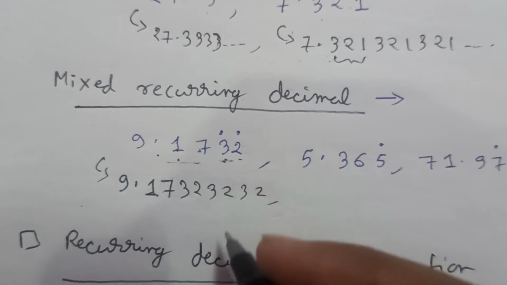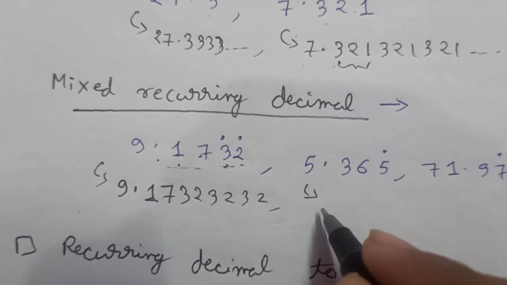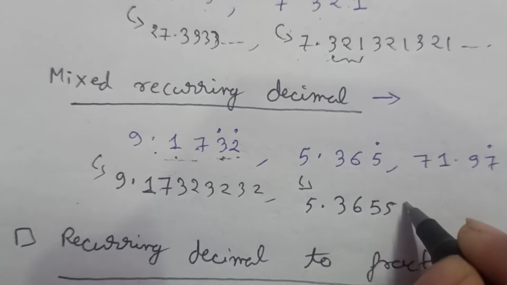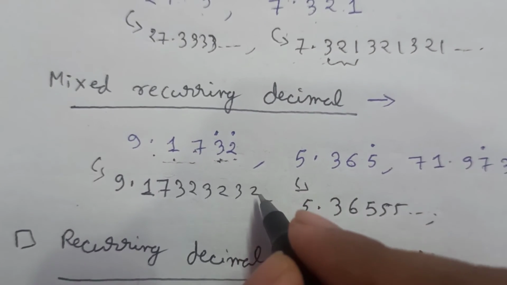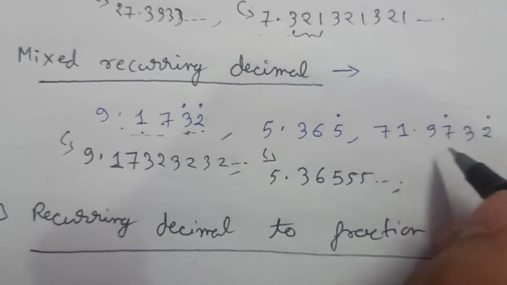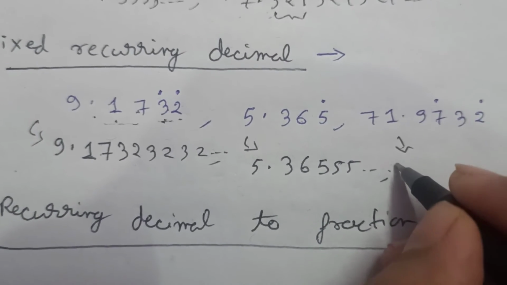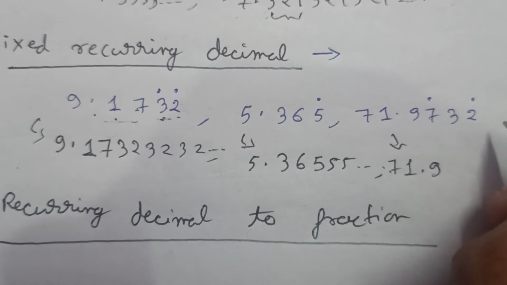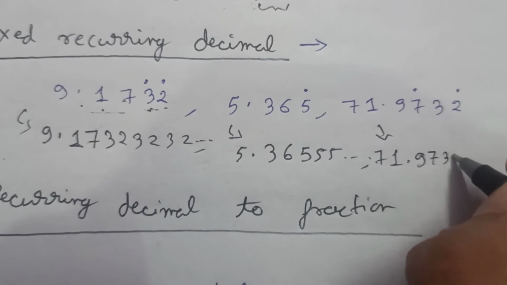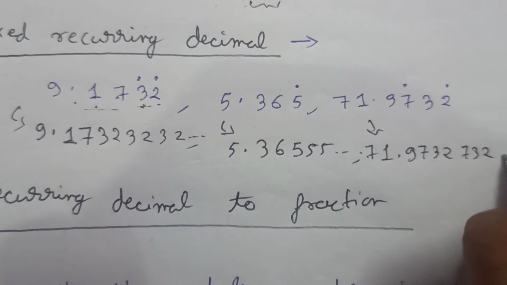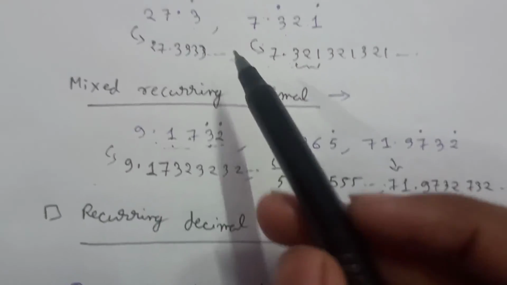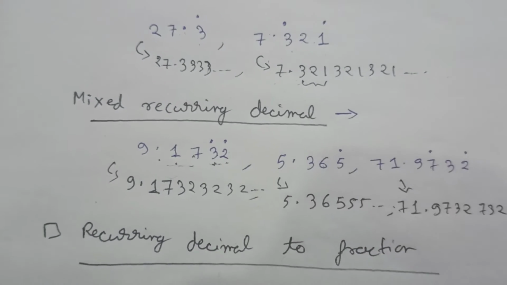So the number will be 9.17323232, like this. Just like that, this number will be 5.36555, like this. And here this number will be 71.9. So 9 will not repeat, but 732 will keep on repeating, 732, like this. Okay, so I hope this is clear. This is all about pure and mixed recurring decimals.